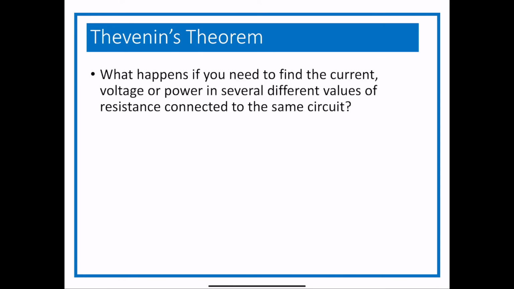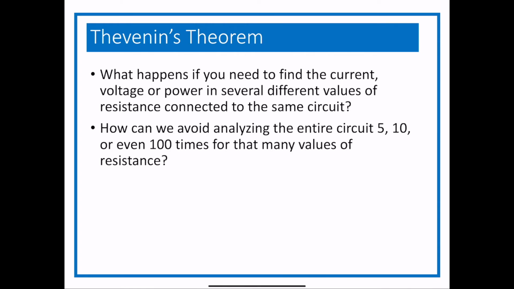So what happens if you need to find voltage, current, or power, and there's a bunch of different resistances connected to the same circuit? This is probably the initial application of Thevenin's theorem that we learned. How do we avoid analyzing the entire circuit a whole bunch of times for those values of resistance? Well, Thevenin's theorem is the answer.